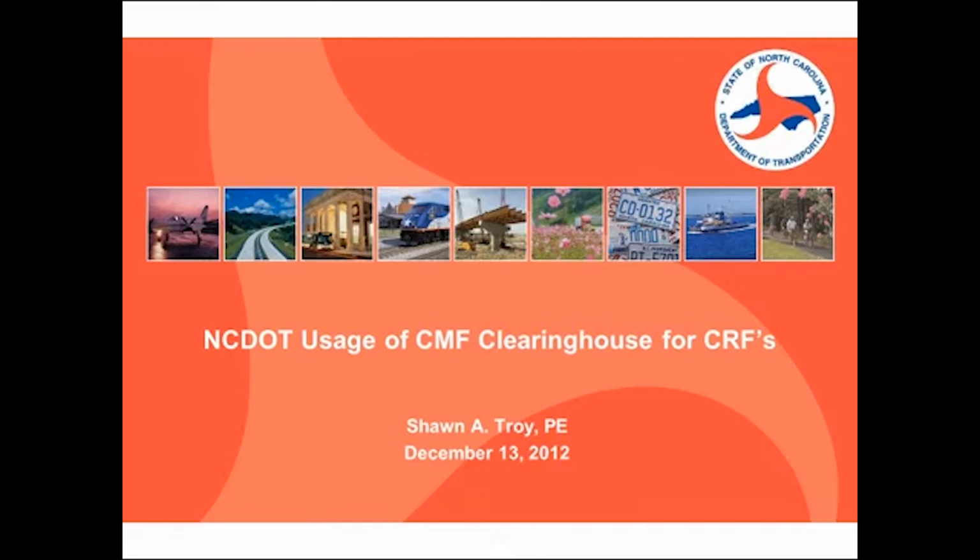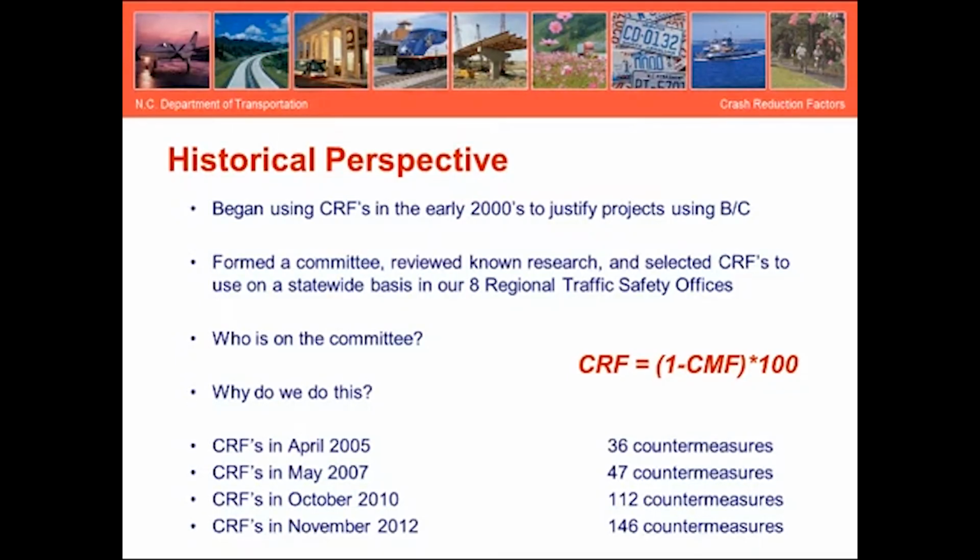So basically, I'm going to talk you guys through today how we use the CMF Clearinghouse to come up with our crash reduction factors here in North Carolina. I'll give you a little historical perspective. We began using CRFs in the early 2000s to justify projects in our BC ratios. We formed a committee, reviewed all known research, and selected CRFs to use on a statewide basis in our 8 regional traffic offices. There's 15 regional traffic engineers within those 8 offices.